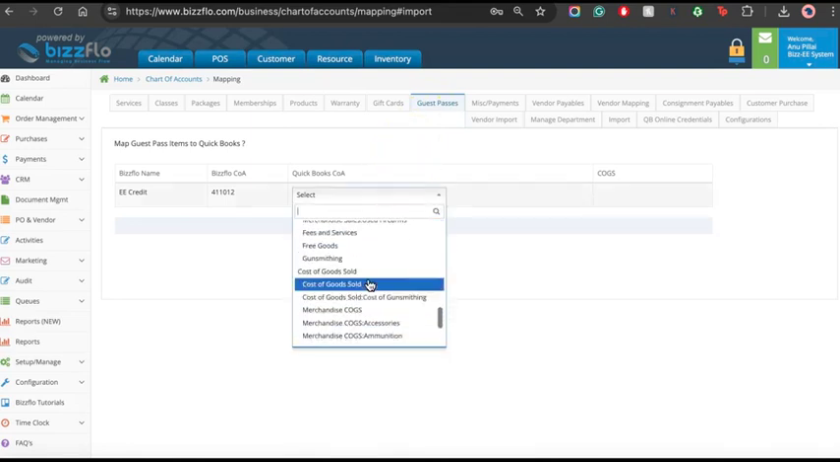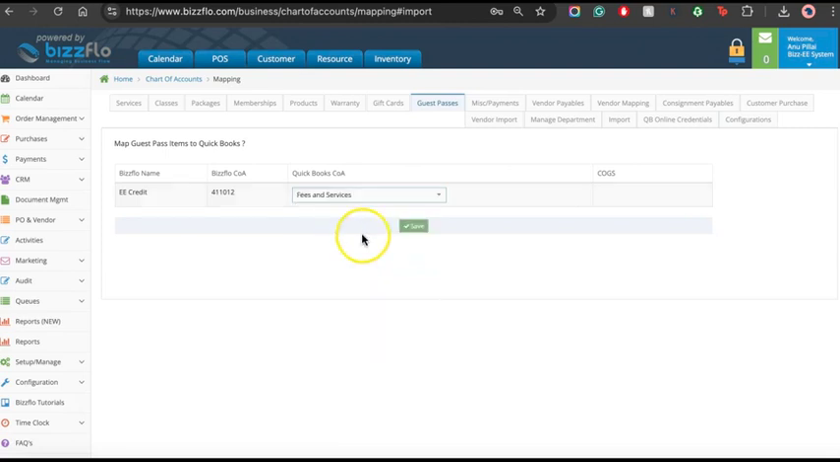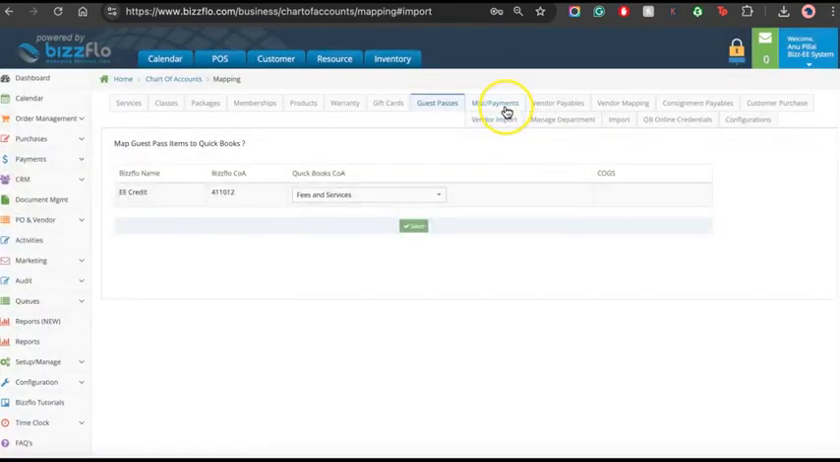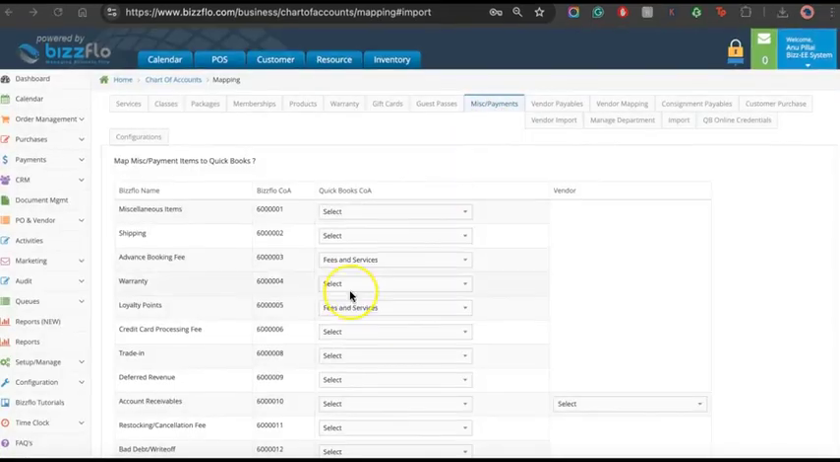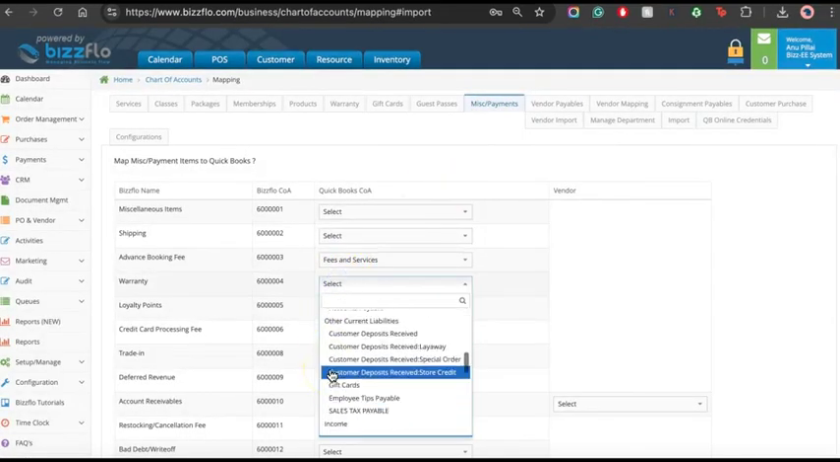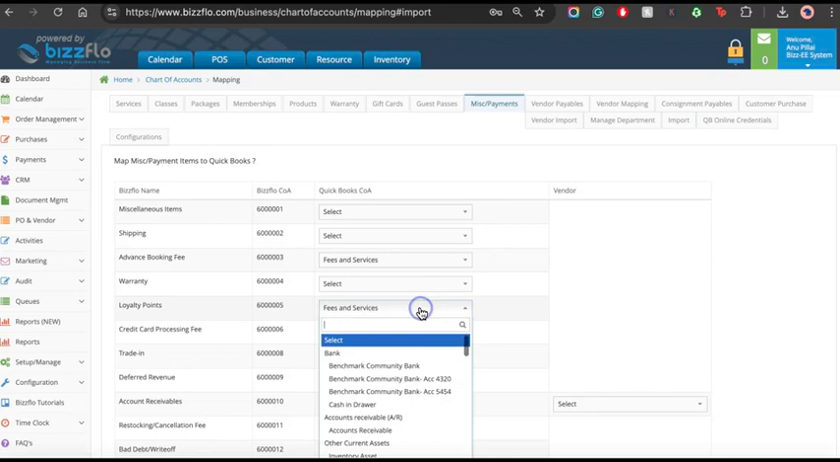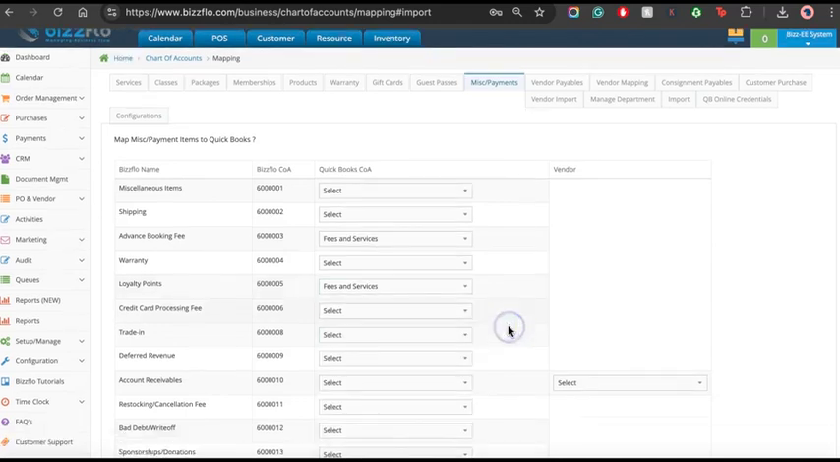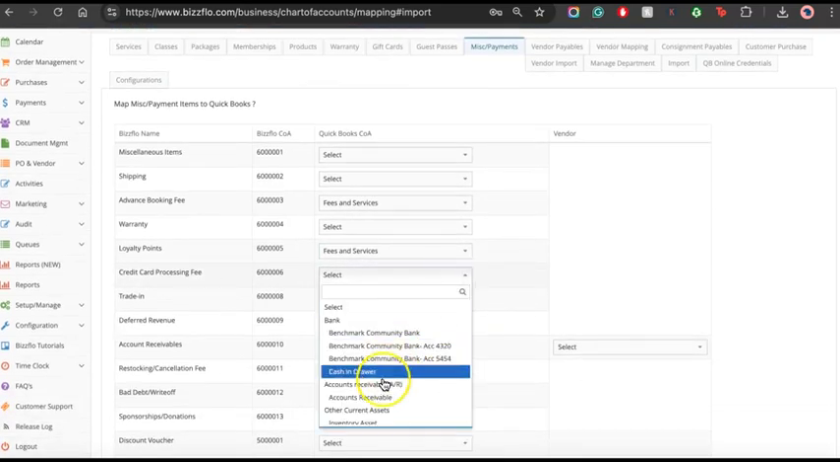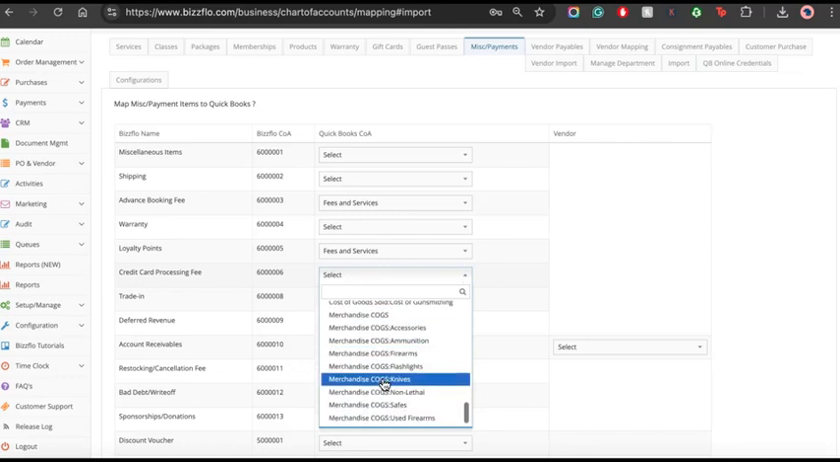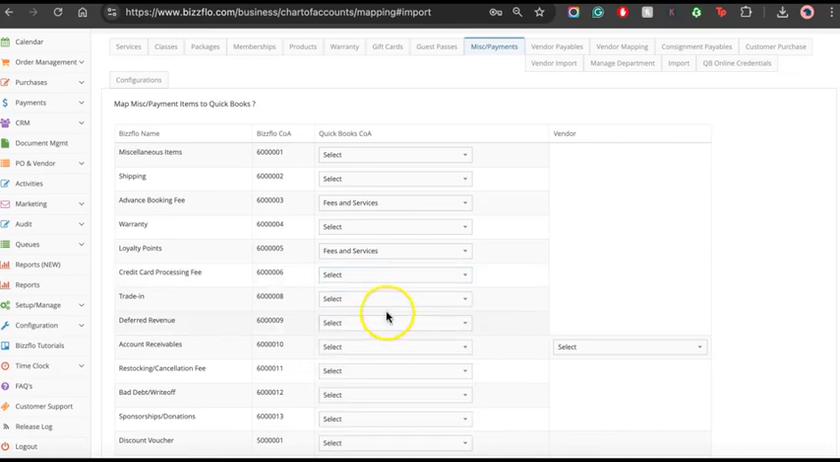Mapping miscellaneous payments. Advanced booking fees can be categorized under fees and services. Warranty may be under warranty and income. Loyalty points are typically managed within BizFlow but can be mapped as a liability if needed. Credit card processing fees can be mapped under fees and services. Trade-ins are generally treated as a discount against a new purchase, not standalone revenue.